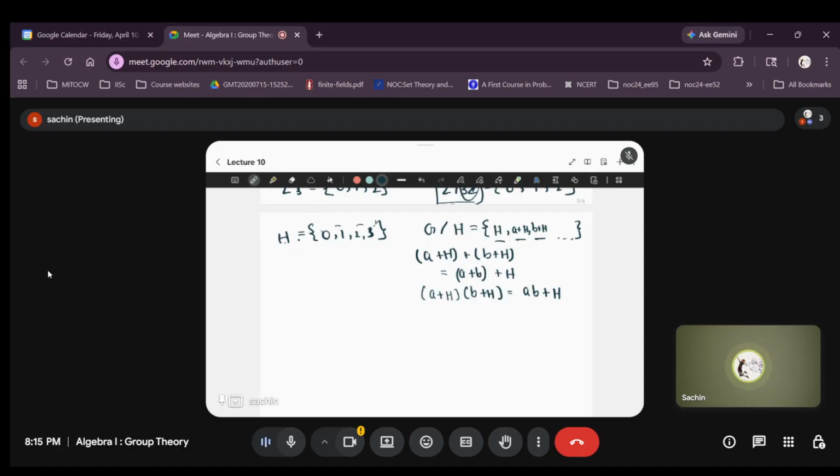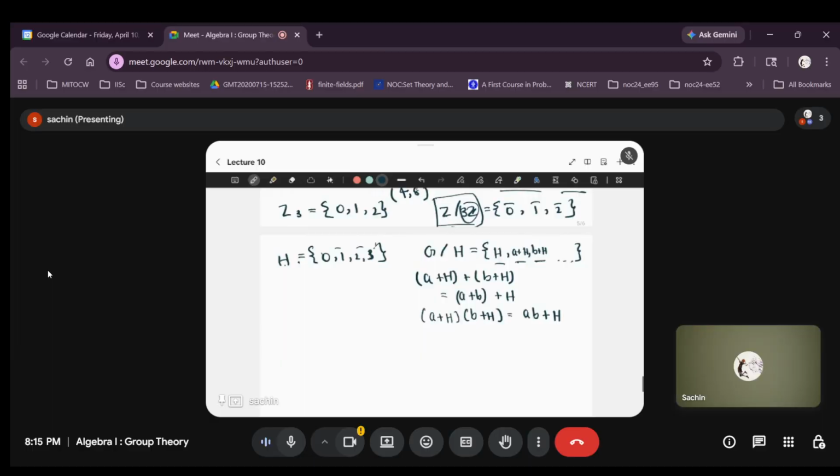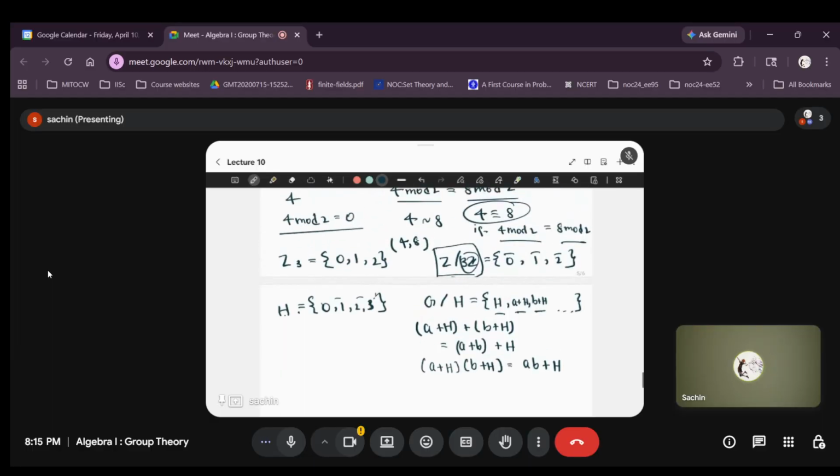Yeah, so you can do that here, since this will give you a partition. You can define the equivalence relation such that two of these elements are related if they belong to the same set in the partition. Then all of these will become equivalence classes, right? H, a plus H, b plus H, etc. So this set of equivalence classes will form a group with addition defined this way and multiplication defined this way.